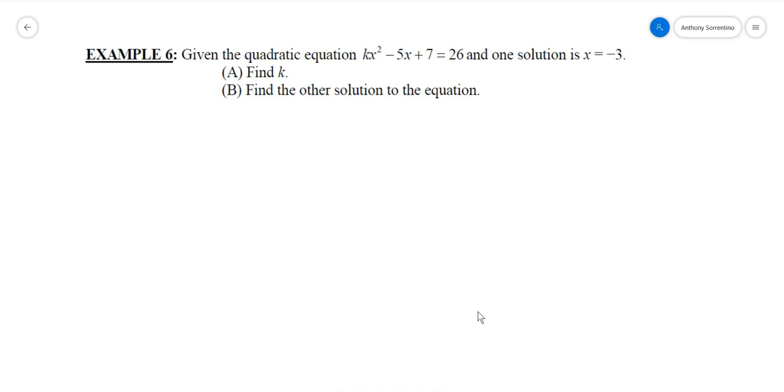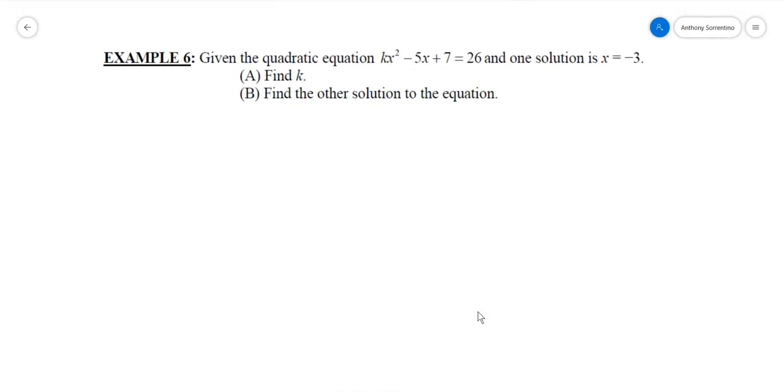But in both cases, I'm just going to handle this. Knowing that this is a solution means that, if I put negative 3 in for the x's on the left-hand side of the equation, it should make the equation true. What that's going to do is give me another equation. So for A, based on the information I'm given, k times negative 3 squared minus 5 times negative 3 plus 7 should equal 26.